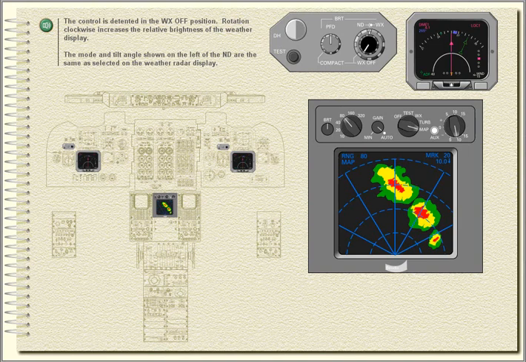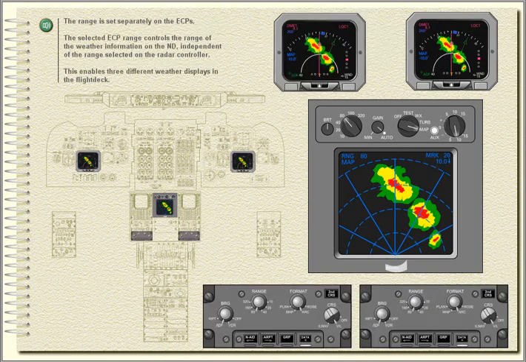The control is detented in the weather off position. Rotation clockwise increases the relative brightness of the weather display. The mode and tilt angle shown on the left of the ND are the same as selected on the weather radar display.